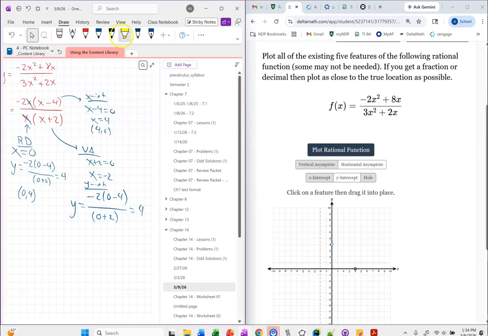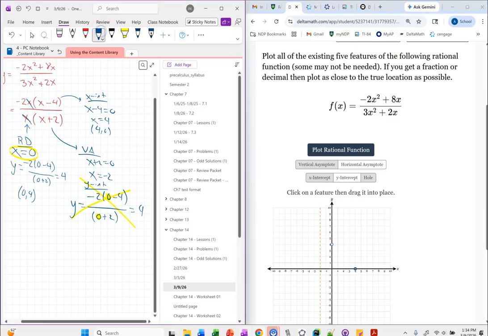What do you notice here, though? If I'm plugging in 0, that was the removable discontinuity value, right? So I don't really want to do that. Okay. Notice that I already have 0, 4 placed with a hole, so I wouldn't want to cover it now with a new y-intercept. So if I had accidentally clicked this and was like, oh no, I don't actually want that, if you just click it again, it goes away and it stops trying to do a y-intercept.